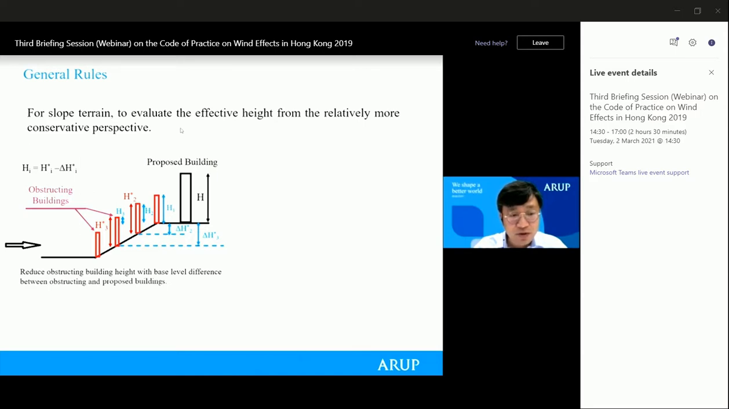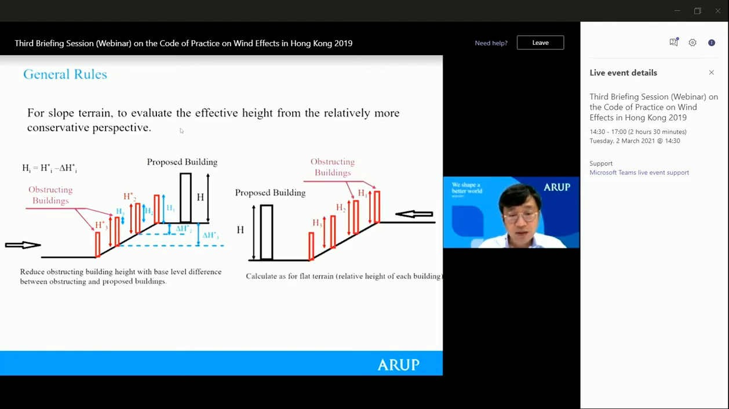Following the rule that we take the more conservative approach, when we calculate the actual obstructing height of the obstructing buildings, we should take the base level of the target building as the reference level. Then the obstructing building height will become a reduced obstructing building height, as highlighted in blue, rather than their actual building height as highlighted in red. So that's for the case with the wind blowing from the bottom to the top.